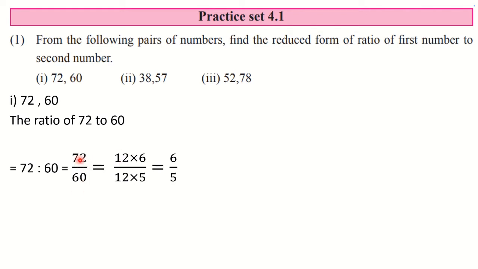These two numbers, they come in the table of 12. 72 we can write as 12 into 6. And 60 we can write as 12 into 5. So easily you can see that here 12 and 12 will get cancelled and we will get the reduced form as 6 upon 5. How to understand whether you have achieved the reduced form?